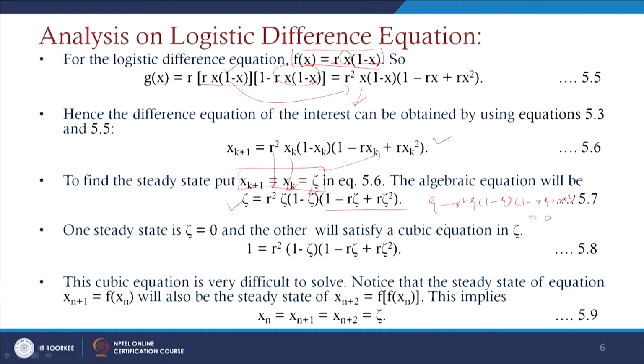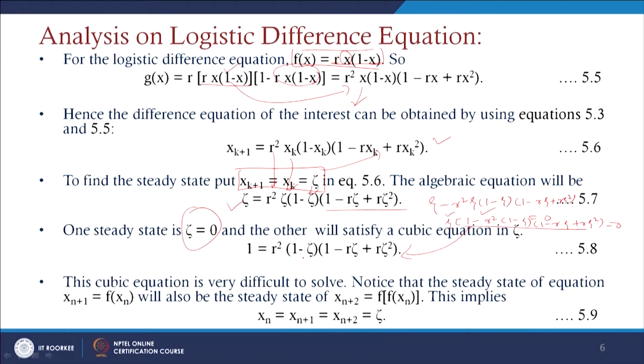So, if we take common zeta, this can be written as zeta into 1 minus r square into 1 minus zeta into 1 minus r zeta plus r zeta square. So, either we can consider zeta equals 0 or the rest of the expression equals 0. One steady state solution can be obtained by considering zeta equals 0, and the other should satisfy 1 minus r square into 1 minus zeta into 1 minus r zeta plus r zeta square equals 0. Obviously, this gives 1 equals r square into 1 minus zeta into 1 minus r zeta plus r zeta square. So, this is a cubic equation and it is very difficult to obtain the solution.